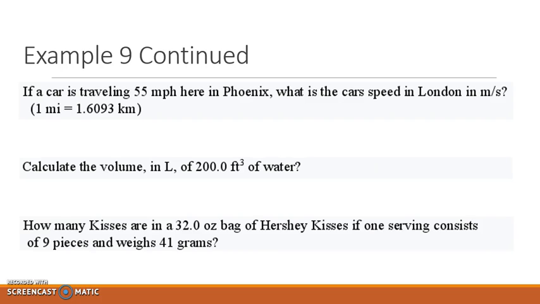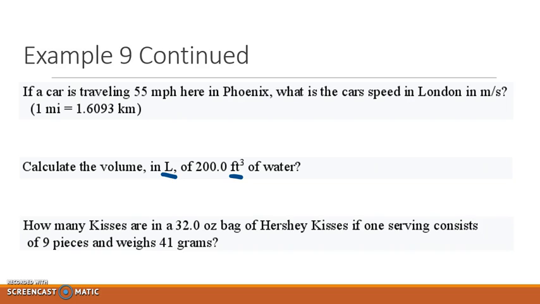Alright, we're going to now go ahead and look at the second problem. Calculate the volume in liters of 200.0 feet cubed of water. So this one is a little difficult for two reasons. Number one, we are looking at converting into metric liters, and we're currently in the imperial system, which is feet. So that's the first slightly difficult part of the problem.